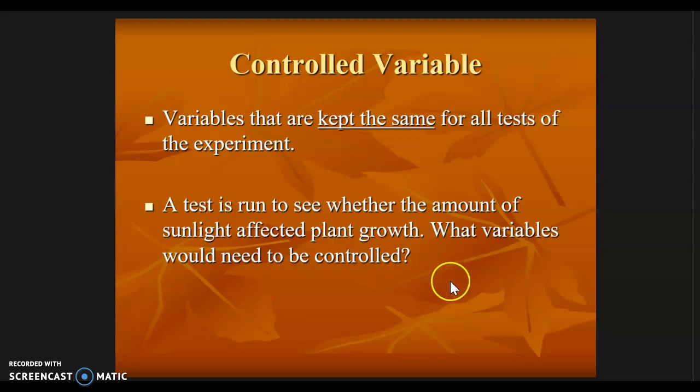Here's a third example. Let's say you wanted to run a test to see whether the amount of sunlight a plant got influenced and affected the plant growth. What variables would need to be controlled? Well, in this case, you're seeing whether sunlight, that's my independent variable, affected plant growth, that's my dependent variable. But there are other things that might affect plant growth, and we want to make sure we don't confuse those with the amount of sunlight. So think about what type of variables might need to be controlled if we wanted to see whether it was only the amount of sunlight that affected plant growth. I want you to think about what other factors might influence plant growth.